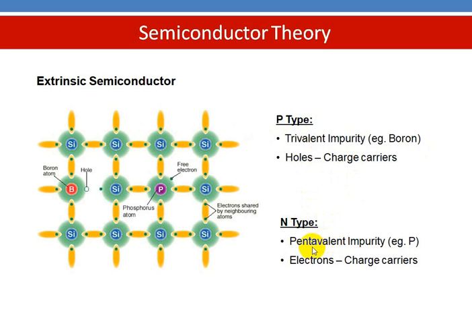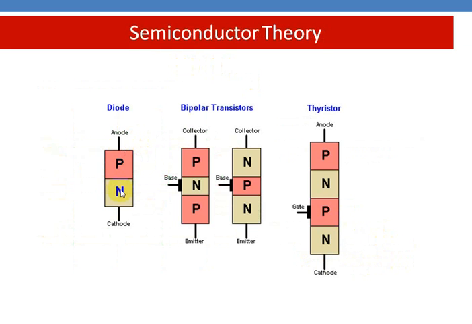In the n-type material, we add a pentavalent impurity, phosphorus. Phosphorus has 5 electrons in the outermost shell. So 4 will be paired with silicon, and 1 free electron will be left. Therefore, if you add a pentavalent impurity, electrons will be the charge carriers. So with P and N layers, we can form different devices. We can form a diode if we combine the P and N regions. With the two regions sandwiched, we get a diode. It has anode and cathode terminals. The anode is taken from the P layer, and the cathode is taken from the N layer.